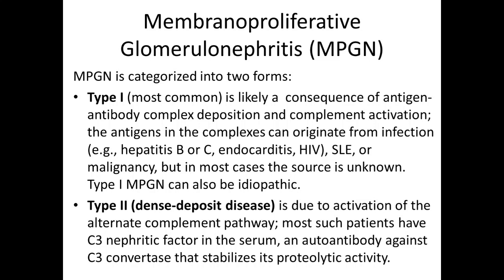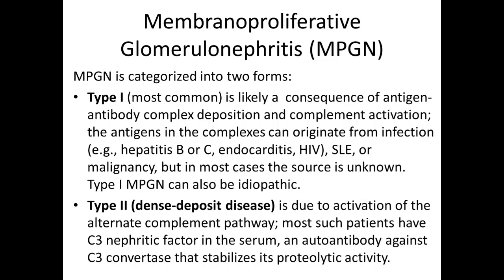Membranoproliferative glomerulonephritis is categorized in 2 forms. Type 1, the most common form, is likely a consequence of antigen-antibody complex deposition and complement activation. The antigens in the complexes can originate from infections or malignancy, but in most cases the source is unknown. Type 1, guys, can also be idiopathic.